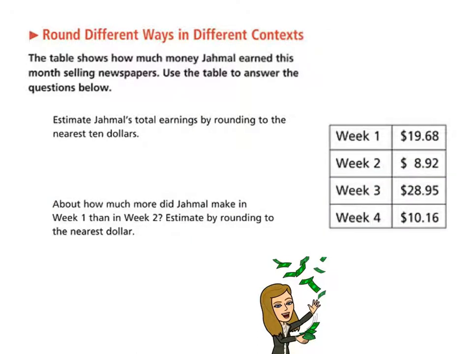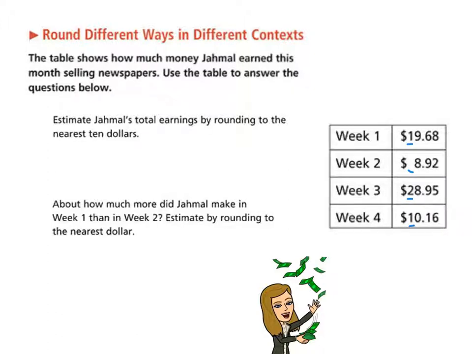All right, so now I'm going to show you an example table which shows how much money Jamal earned this month selling newspapers. So here we can see each week how much he earned selling those newspapers. First, we're going to estimate Jamal's total earnings by rounding to the nearest $10. So that is the whole number tens place.